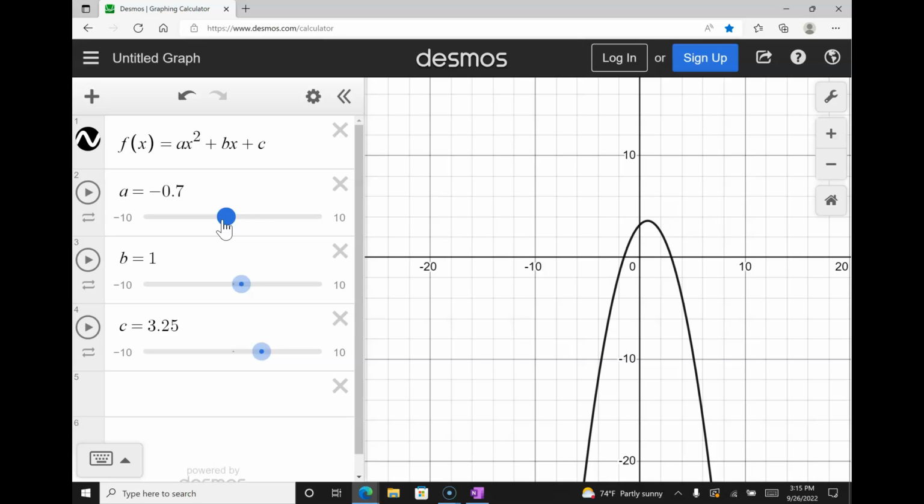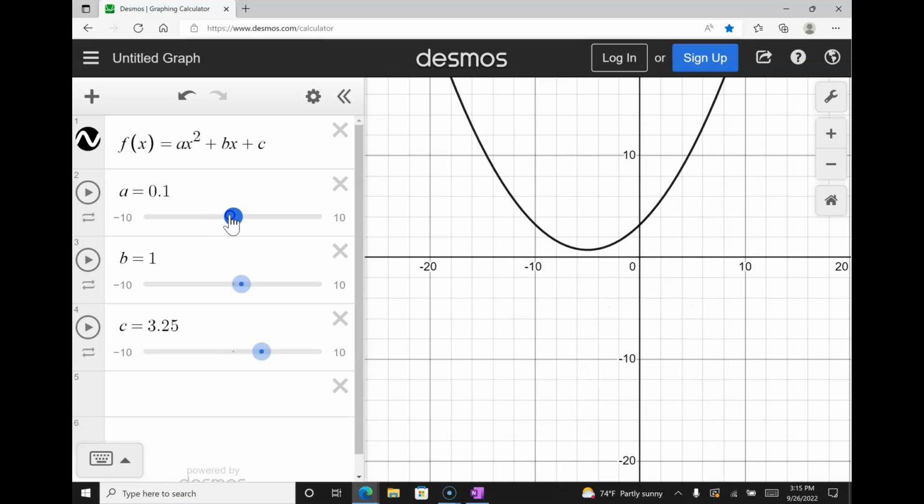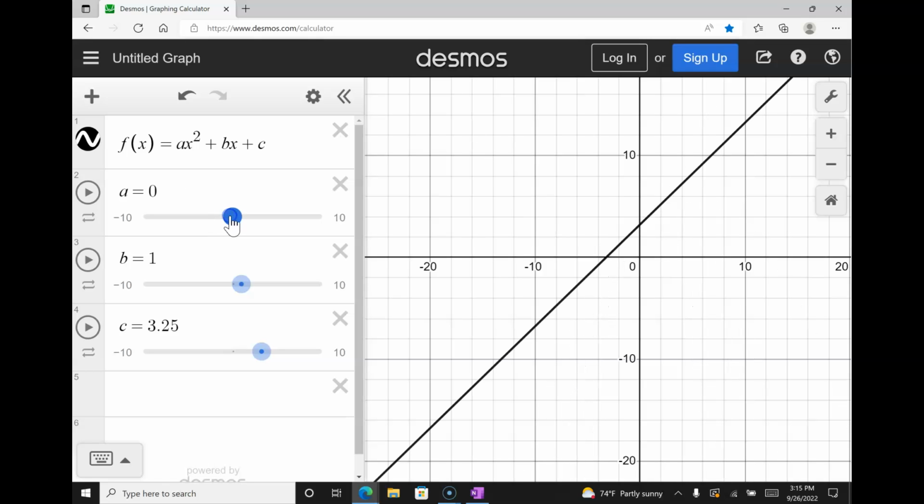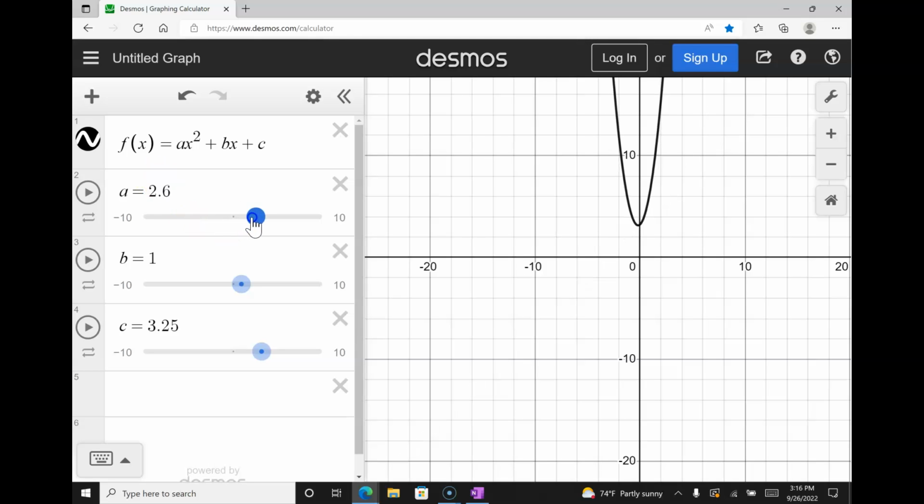What happens when A is 0? Is it a parabola anymore? No, it's a line because 0 times x squared is gone, so now it's an mx plus b. Well, it's a bx plus c, but, right? All right, and here's the tricky one. What happens when b changes?